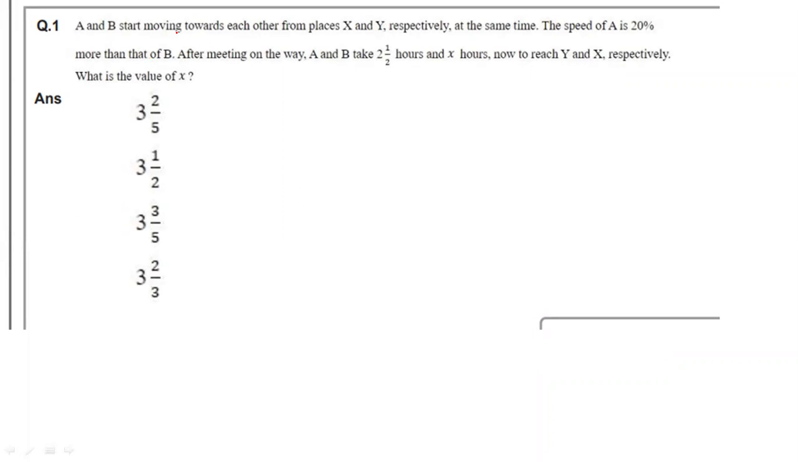A and B start moving towards each other from places X and Y at the same time. Towards each other means they are coming from opposite directions. Speed of A is 20% more than B. So if B's speed is B, A's speed will be 120% of B, or I can say simply 6 by 5 of B. This is B's speed, this is A's speed. After meeting each other on the way, A and B take 2.5 hours and X hours. So A takes 2.5 hours, which is 5 by 2 hours, and B takes X hours to reach their destinations. What is the value of X?